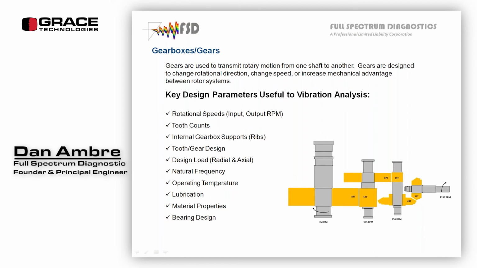So internal gearbox supports, what kind of ribs, where are the bearings supported in there? That's where we want to take our data. The tooth design, what type of mesh is it? Like this is a spiral bevel 90 degree gear mesh in here. So the teeth are designed to transmit that load. There'll be some radial load, there'll be some axial load. A lot of times we don't know what's inside the gearbox, so we take measurements X, Y, and Z on every bearing. In fact, we'll discuss a little bit further as we go on.